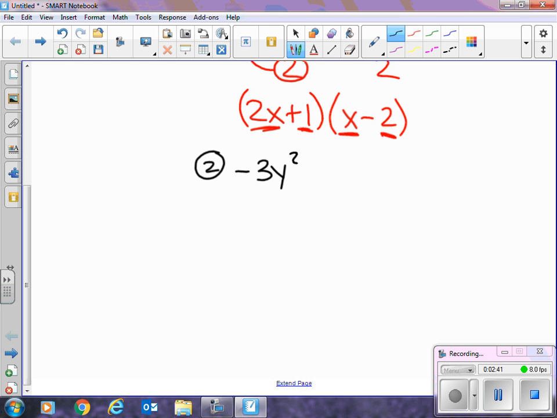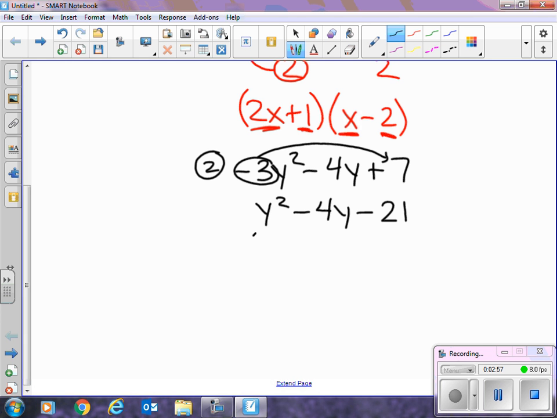So negative 3y squared minus 4y plus 7. Okay, so when we go through with this, we want to multiply that leading coefficient of negative 3 to the back. Okay, so that's y squared minus 4y minus 21. Then we want to break it into our two factors. We're going to do y and y. Minus sign in the back means plus and minus. Minus sign in the front tells us big number with the minus sign.